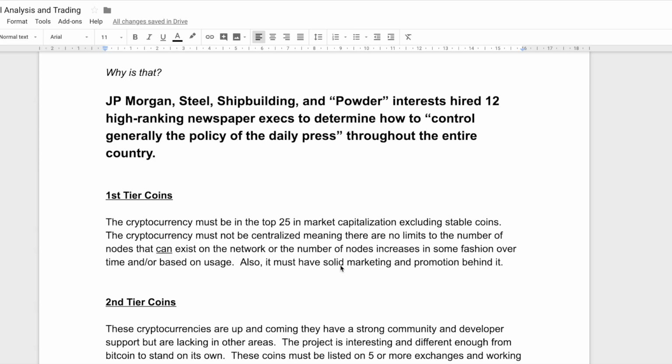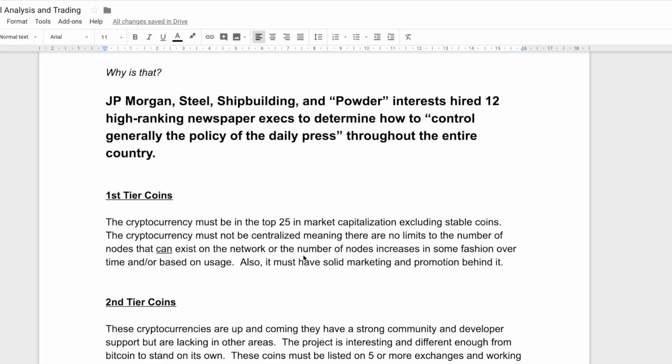Also, it must have solid marketing and promotion behind it. So really, even though a coin might be in the top 25, it should be promoted very, very well, because you have to see it in news articles and so forth, showing that they have a marketing department or something like that. Those coins are definitely our first tier coins. You can see that with Bitcoin, Ethereum, Dash, and Litecoin, amongst others. So those are first tier coins.